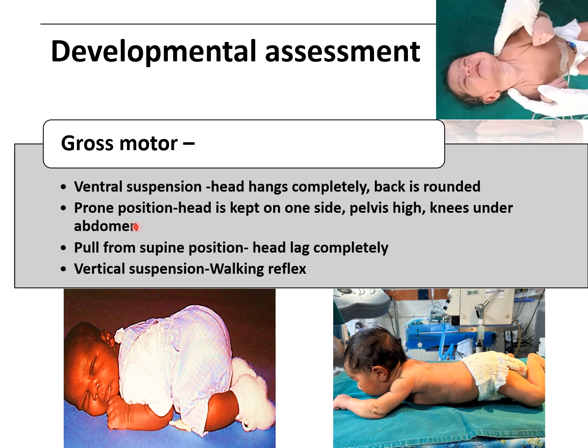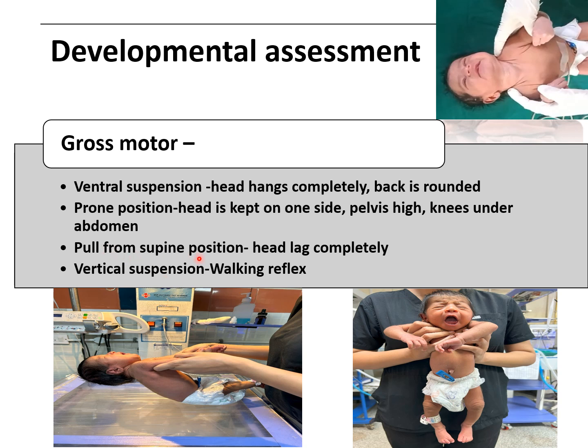Now keep the baby in prone position. So here in this image you can see between 0 to 2 weeks of life, head is kept on one side, pelvis is high and knee under the abdomen. Between 2 to 4 weeks of life, baby will slightly lift the head and pelvis is flat and knee joint is slightly flexed and hip is extended.